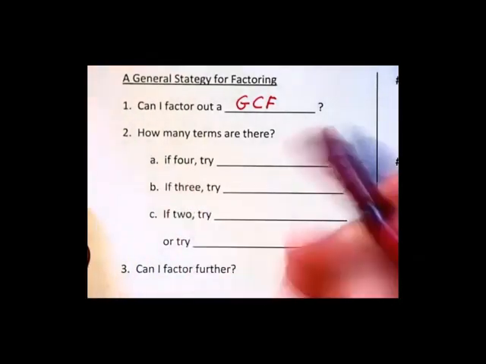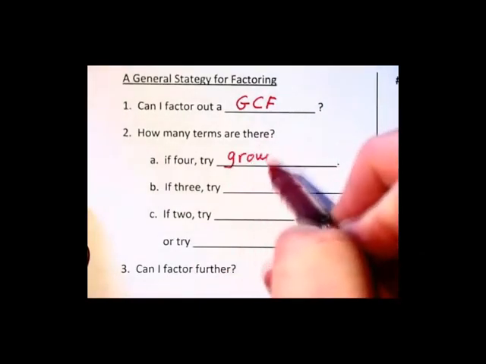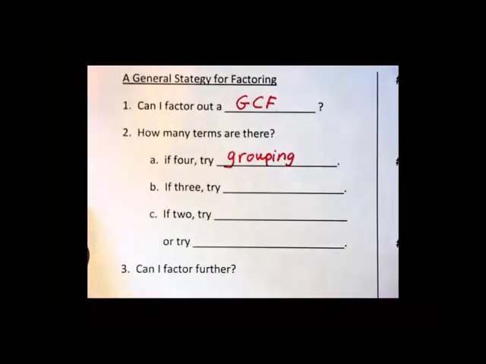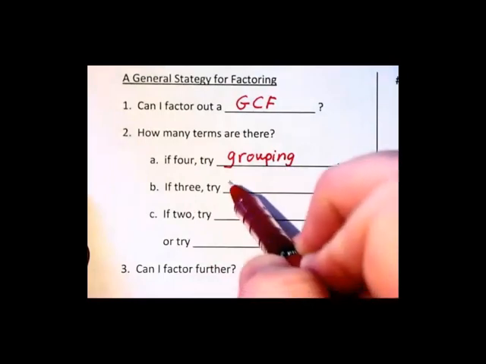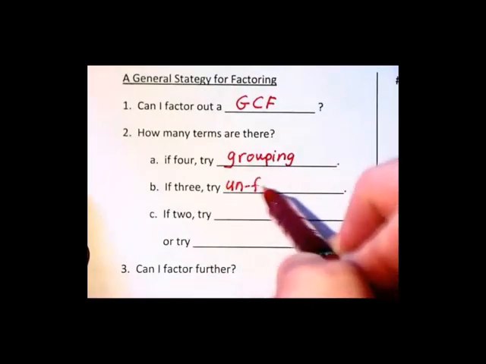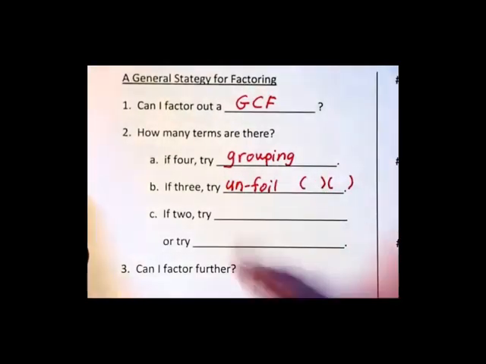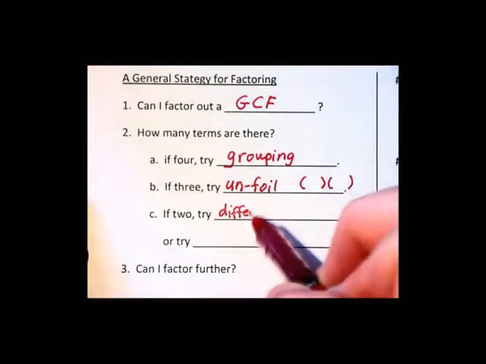Then we look at how many terms we have left. If there are 4 terms, I say try the grouping method. Usually that will work either with a 2-2 split, a 1-3, or a 3-1 split. If there are 3 terms, I suggest trying to unfoil the expression, and that means just break it into your 2 parentheses. If there are 2 terms, I suggest trying the difference of 2 squares as your first method of attack.